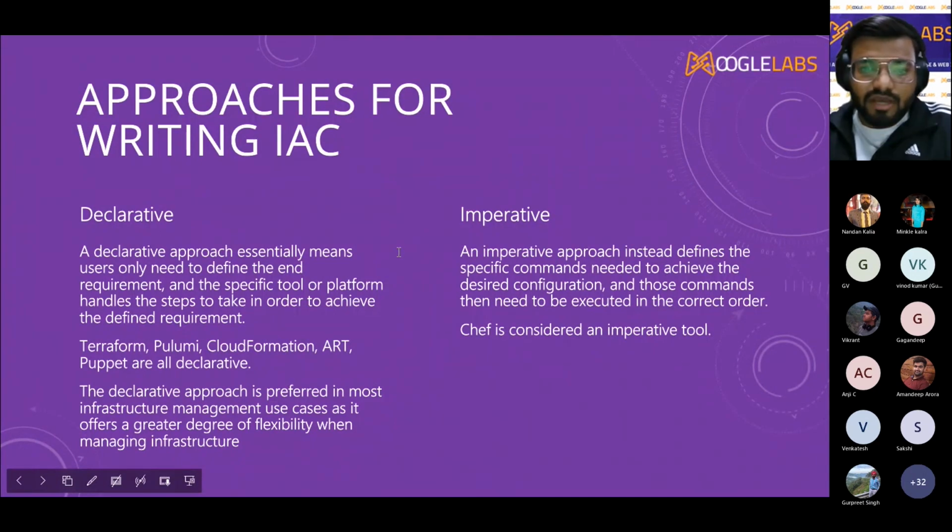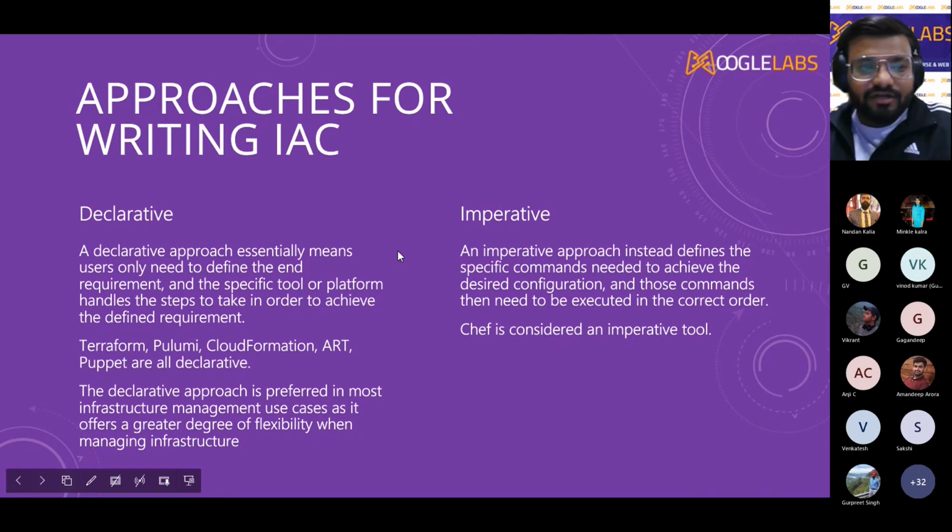So in this case, you have to tell your computer how to set up each little piece of your infrastructure, and it takes a bit more time and work, but it can be more flexible and give you more control over how things are set up. So these are the basic examples. For the declarative approach, you can use a few tools that are Terraform, Pulumi, CloudFormation, Puppet. All these tools are declarative. For imperative, you can use Chef.